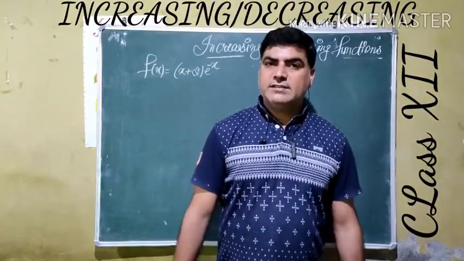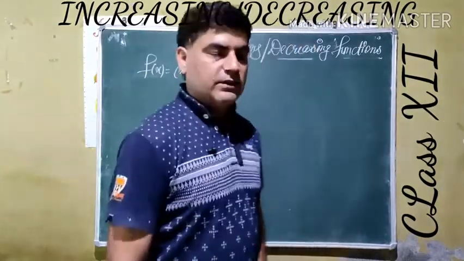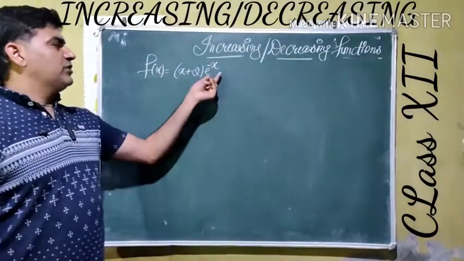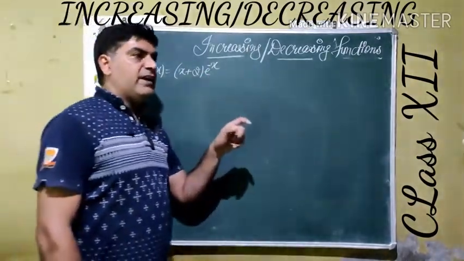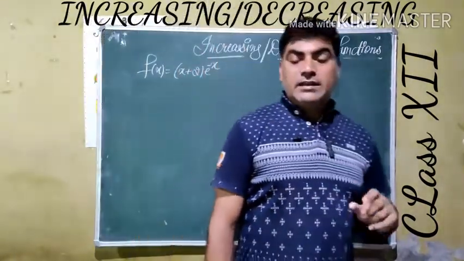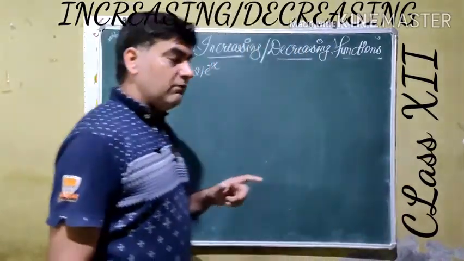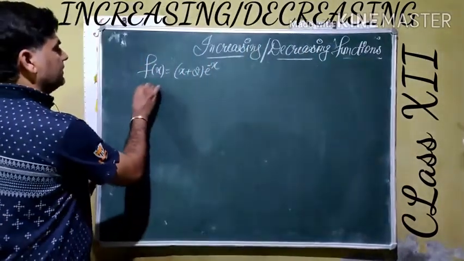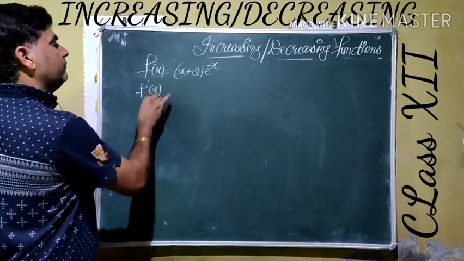Before this, we were discussing the algebraic function. Now we are going to discuss the exponential type of function. How can we identify whether it is an increasing or decreasing function for the interval case? By using the first derivative rule, we first have to take the derivative.